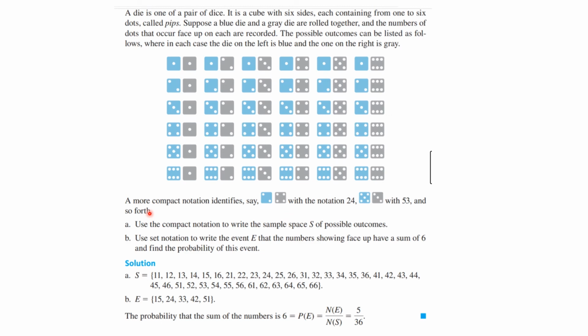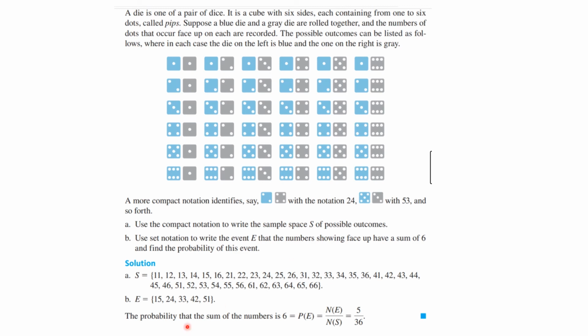Now a more compact notation identifies this 2, 4 with the notation (2,4), meaning the blue and the gray, 2 and 4. And this is identified with (5,3), and so forth. So in part A here, in this example, we're saying, let's use the compact notation to write the sample space as the possible outcomes. And so you write all of these things down here, and this is 36 possible outcomes. That is your sample space. And then we say use set notation to write the event that the numbers showing face up have a sum of 6, and then find the probability of that event.